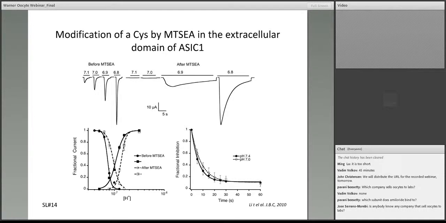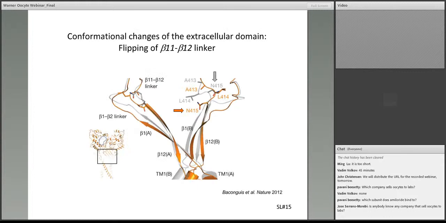These results suggest that the position N415 participates in conformational changes that open and close the channel, and it is accessible to water in both the open and the closed states. This interpretation was indeed confirmed a few years later when the atomic structure of ASIC was solved in both the closed and the open states. The figure shows superimposed structures of the desensitized conformation in gray and the open conformation in orange. For simplicity, only two subunits appear in the figure.